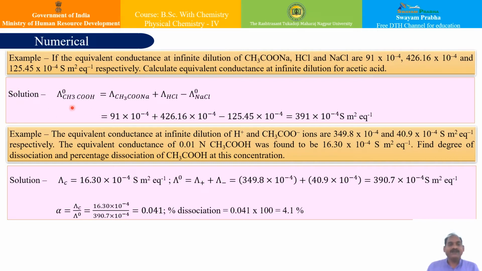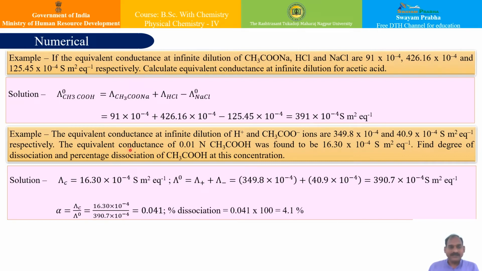So simply I will write down the splitting of the equivalent conductance of acetic acid at infinite dilution, which is equal to the equivalent conductance of sodium acetate plus the equivalent conductance of HCl minus the equivalent conductance of NaCl. If I substitute their values over here, I get the equivalent conductance of acetic acid at infinite dilution as 391 into 10 to the power minus 4 Siemens meter square per equivalent. This is another application of Kohlrausch law, wherein I can utilize the method of three electrolytes for the determination of equivalent conductance at infinite dilution of a weak electrolyte.